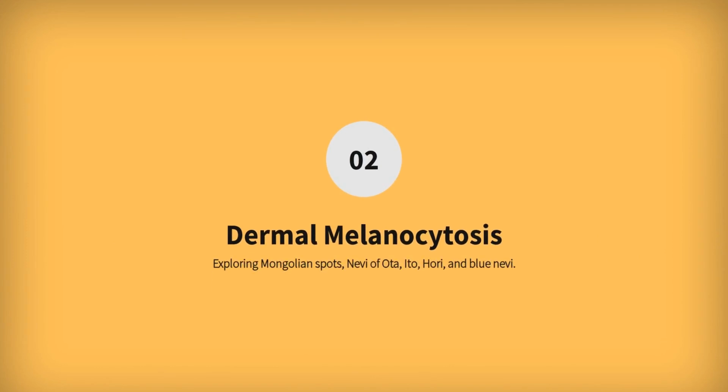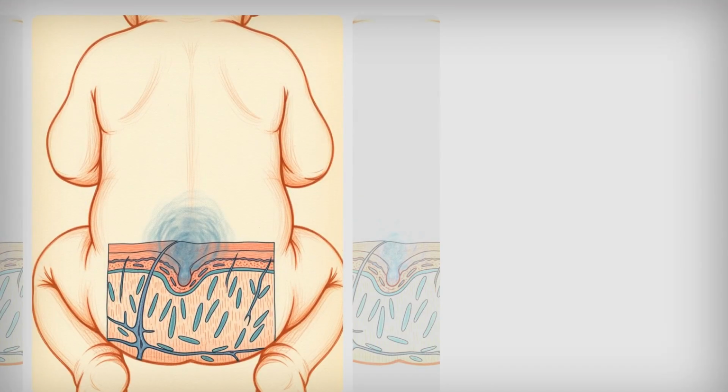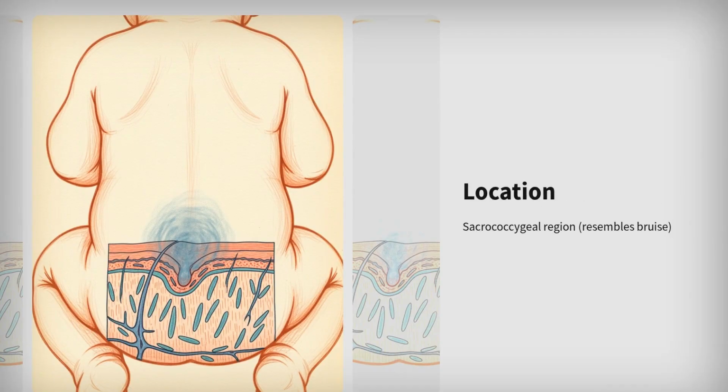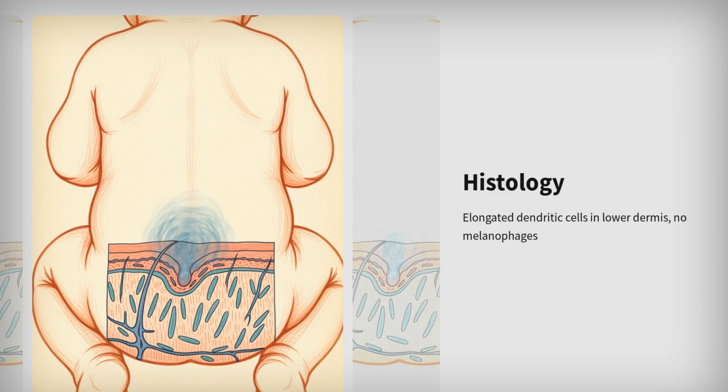Next, we explore dermal melanocytosis, lesions where pigment cells reside deep in the skin. What makes Mongolian spots, nevi of Ota, Ito, Hori, and blue nevi unique? Here's how Mongolian spots present and what their histology reveals. Mongolian spots appear in infants, typically around ages 3 to 4, and fade spontaneously. These spots are usually found in the presacrococcygeal region and resemble a bruise. Histologically, Mongolian spots show elongated dendritic cells in the lower dermis, with no melanophages present.